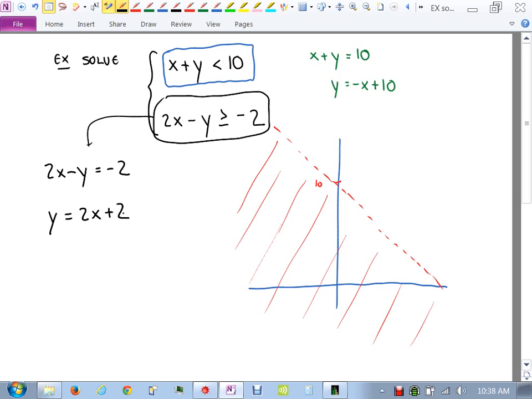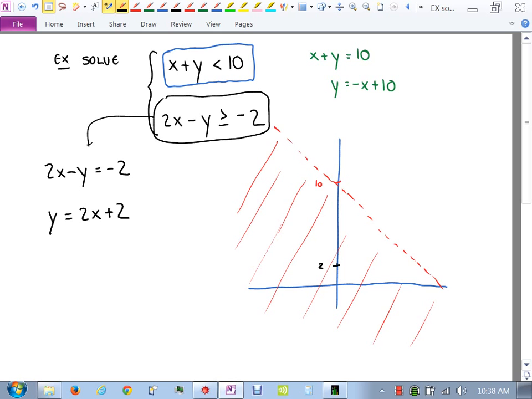Is that okay? Can you draw that line? What's the y-intercept? 2. I heard someone say it. That's good enough for me. 2, and then what's the slope? Up 2 over 1, right? Up 2 over 1. So I'm going to draw it. Am I going to draw it solid or dotted? Solid, because it was the equal sign there, right?